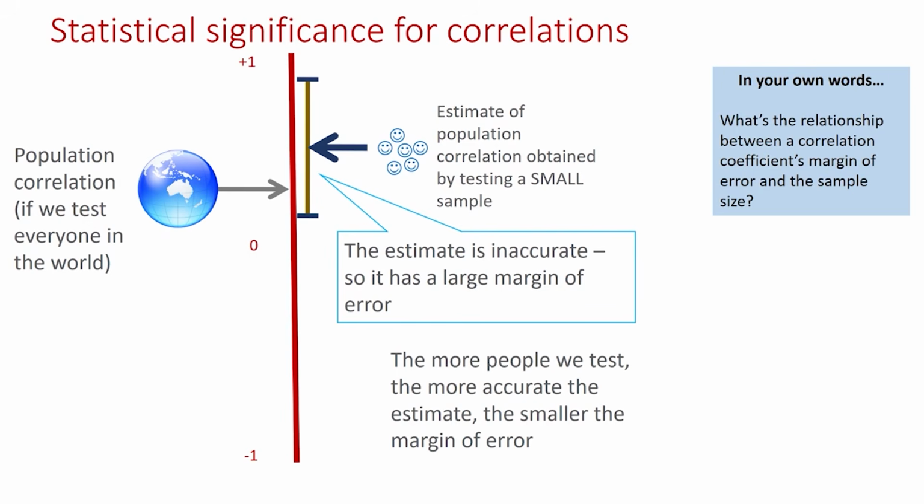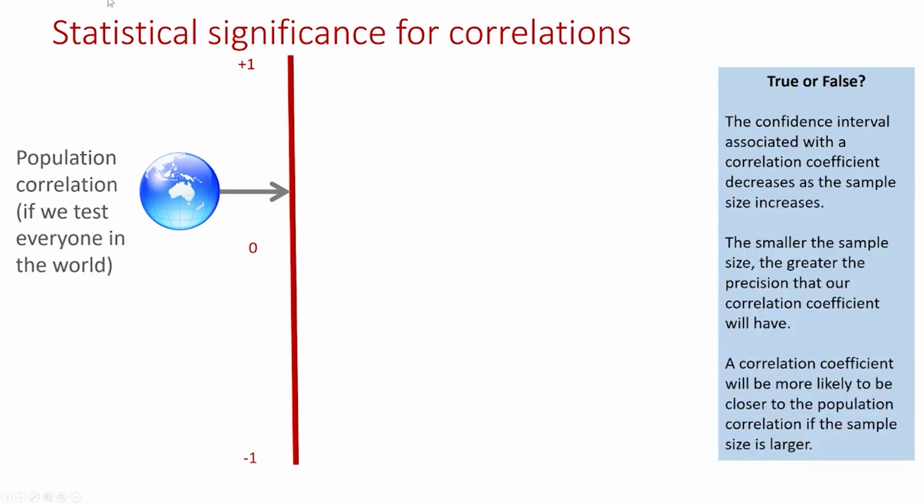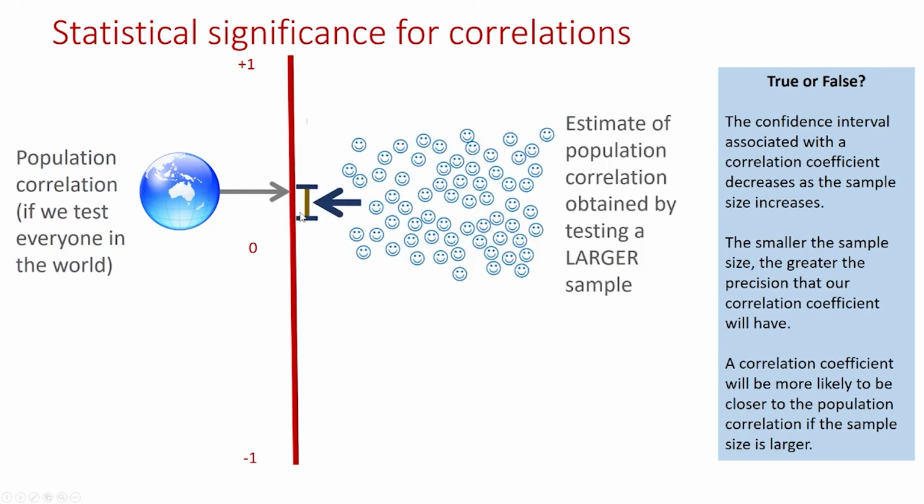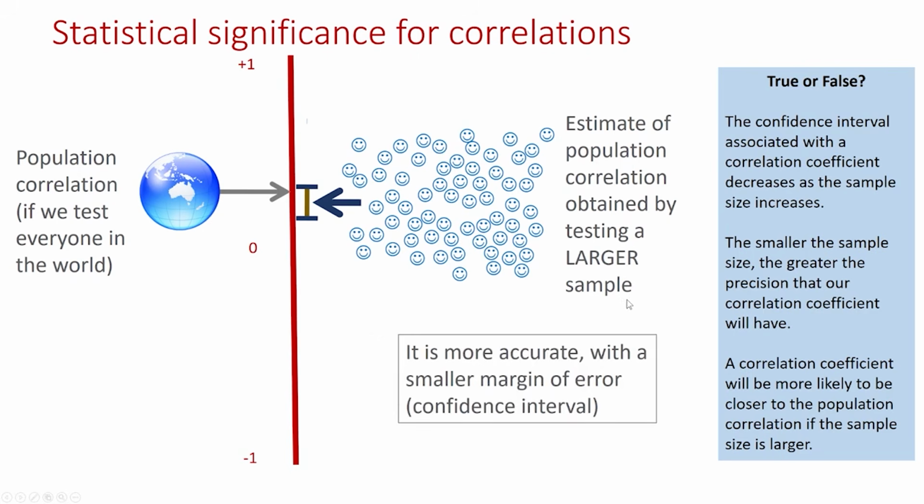So in your own words, what's the relationship between a correlation coefficient's margin of error and the sample size? Basically, the bigger your sample size, the smaller the margin of error will be. Let's say our population correlation, if we test everybody in the world, is there. Now we've tested a huge number of people, a much larger sample. The effect that's had is that our margin of error here is much smaller, therefore our estimate's going to be much closer to the real population correlation. So much more accurate with a smaller margin of error, a smaller confidence interval, as we say.